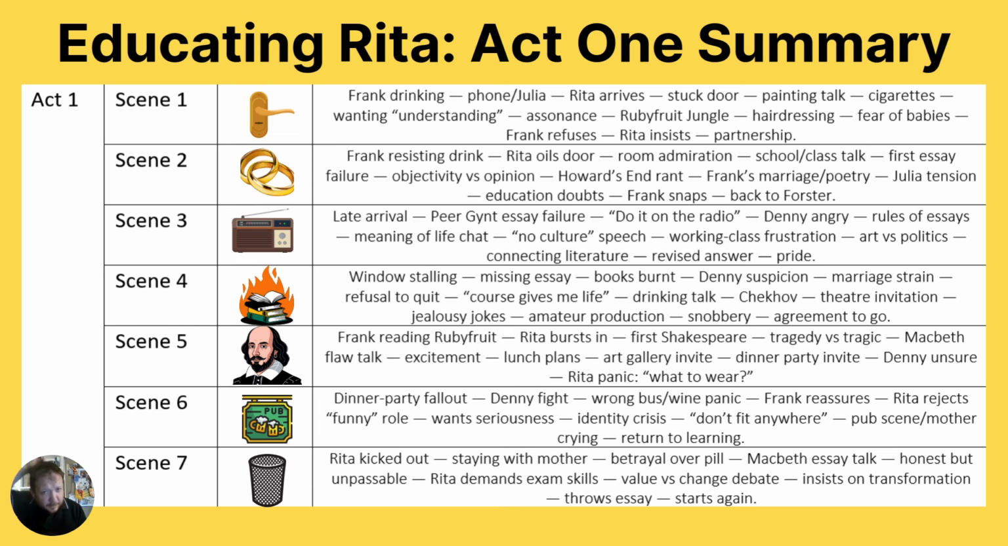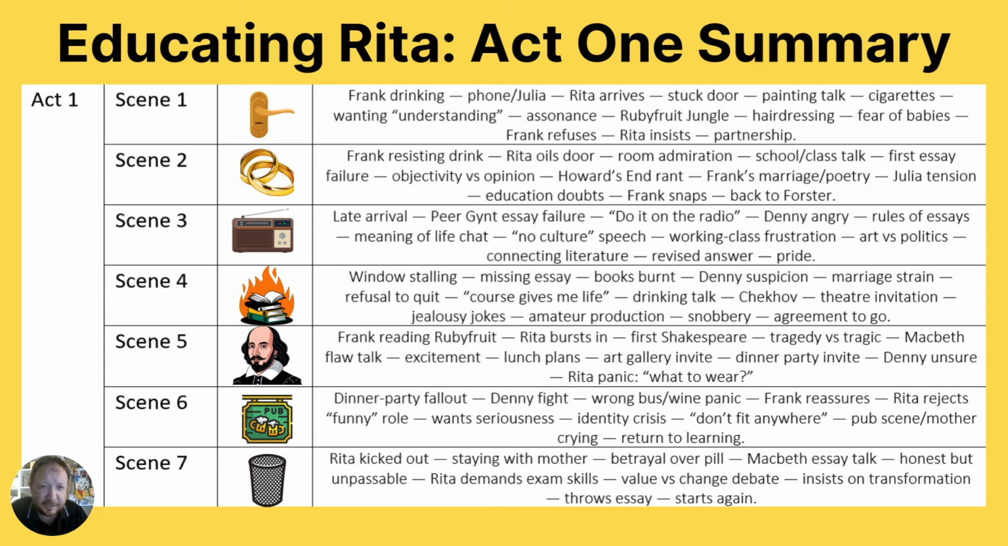Anyway, just to help you get your head around the summary, I'm a big fan of images, and images for revision, of course. It's a very simple thing to say, but a really important thing. If you just look through the play here and you see door handle, wedding ring, radio, the books burning, Shakespeare, the pub, and then the bin, already it helps you start to frame in your mind the progression of this storyline. I don't want to go into lots of detail here. You can see this PDF underneath in the comments section, and you can use it for your own revision there.